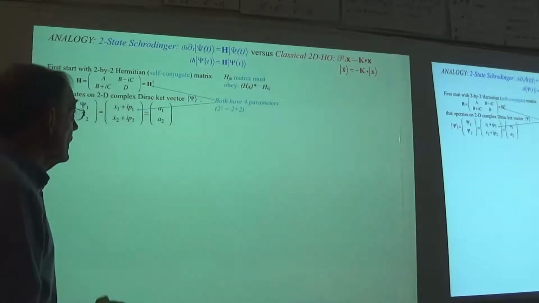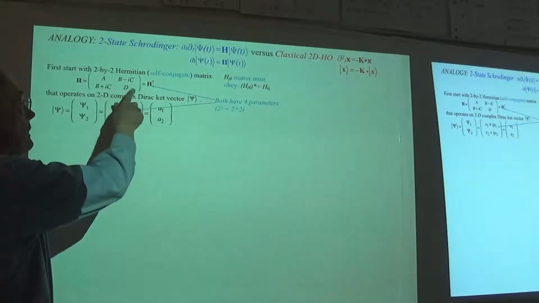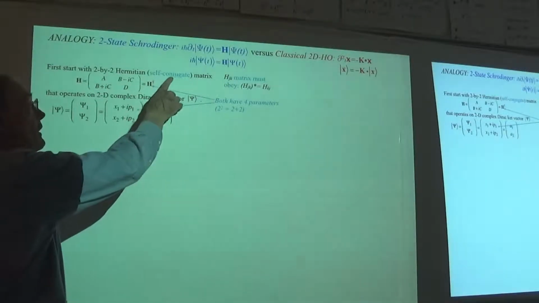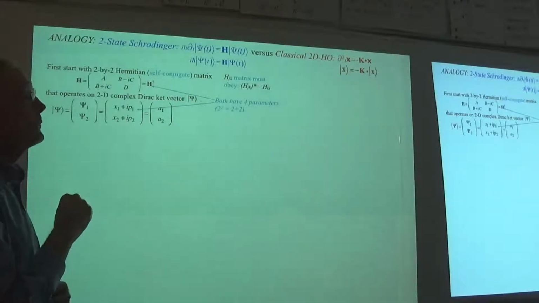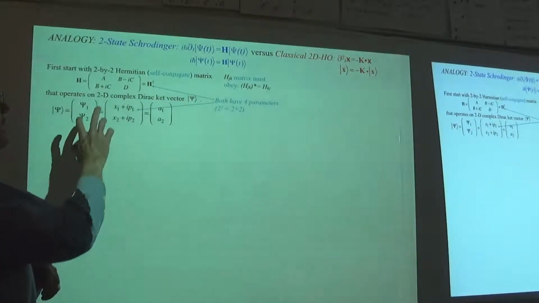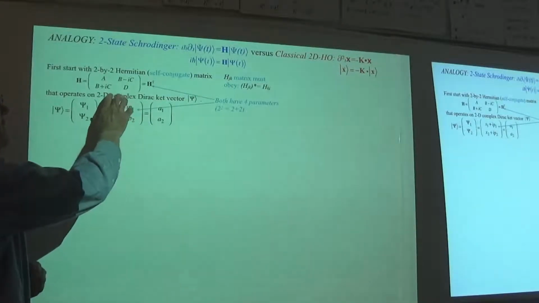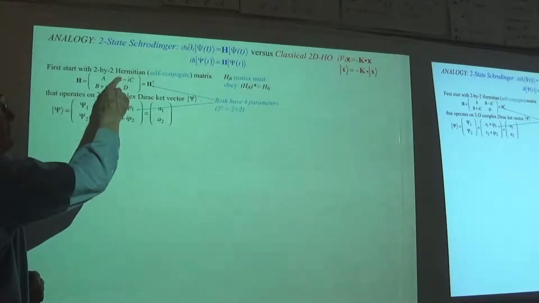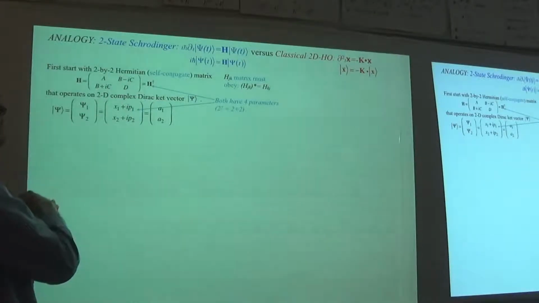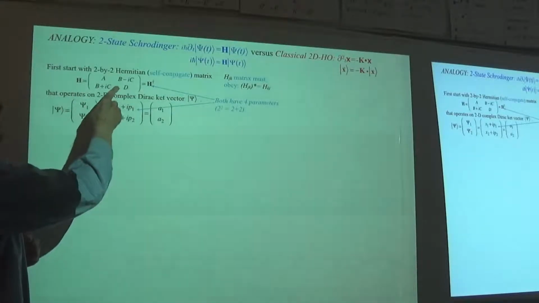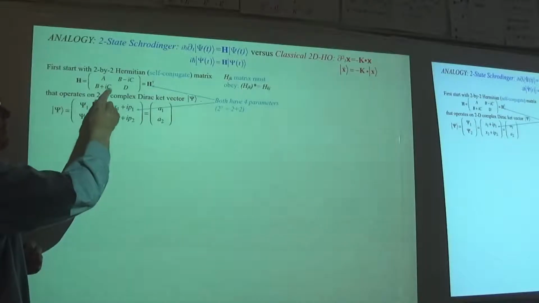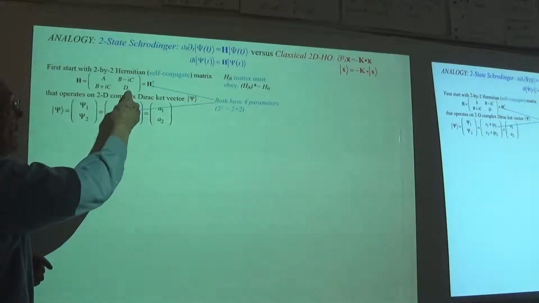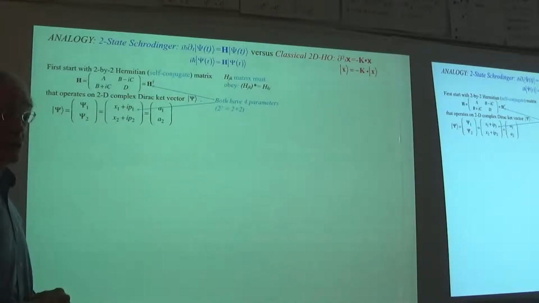So in any case, what I want to point out here is that this H matrix, having to be Hermitian, means self-conjugate. That means if you do a transpose of this matrix and conjugate it, you get the same matrix. So that means that this off-diagonal component of a 2x2 quantum Hamiltonian has to be equal to the complex conjugate of the other side. And the diagonal elements have to be real.